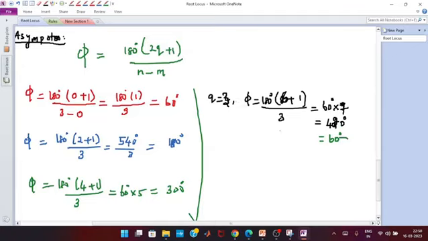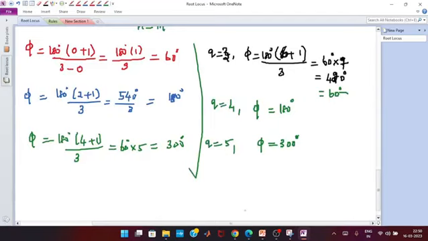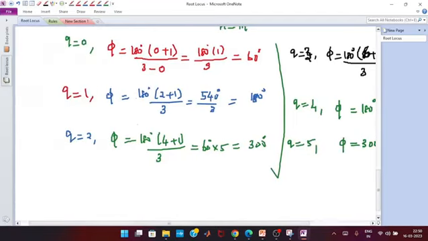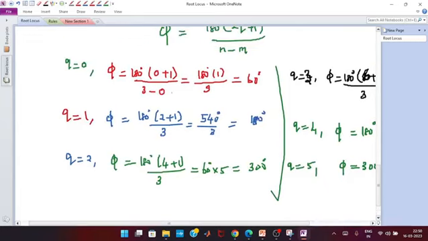So when q equal to 3, the angle is again 60 degrees. Similarly, for q equal to 4, if you want, you can check it out, the angle could be 180 degrees. And similarly, for q equal to 5, the angle could be 300 only. So there is no need to find the angle for q equal to 3, 4, 5. It is enough. We have to find the first three angles, right? So that is what.